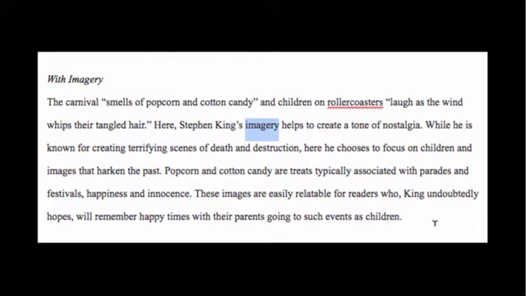Popcorn and cotton candy are treats typically associated with parades and festivals, happiness and innocence. These images are easily relatable for readers who, King undoubtedly hopes, will remember happy times with their parents going to such events as children. So, what we've got here, and it's not in the exact order that I pointed out a second ago, it doesn't have to be, but all four parts are here. We've got the identification of the technique, it's imagery. We have some context, tells us where he is writing this.